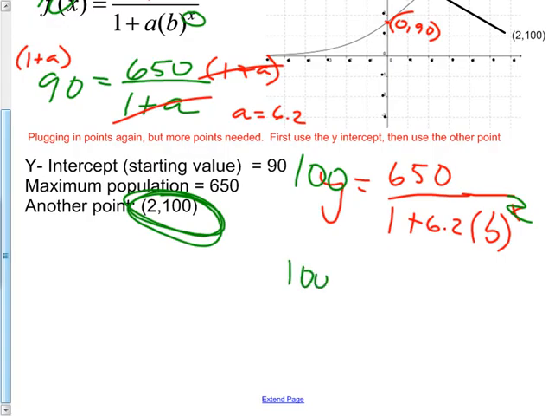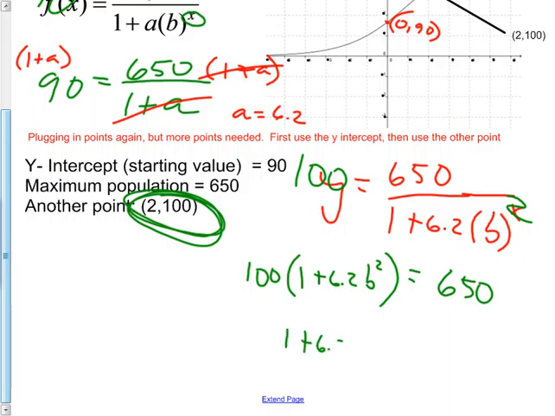Alright, so 100 equals 650. I don't want to rewrite that whole thing. I'll just start solving it. So how would I start? I would multiply both sides by the denominator. So I go 100 times the denominator. And if I multiply on both sides by that, on the right side it cancels. So I'd be left with just 650. Now I could multiply this in, but it'd probably be smarter to divide by 100 right now. 1 plus 6.2b squared. Here, I'll show you what I mean. If I divide this by 100 and divide this by 100, it'll solve faster.